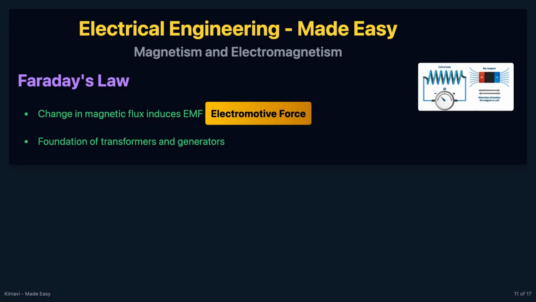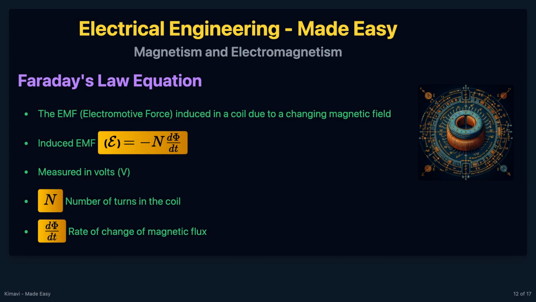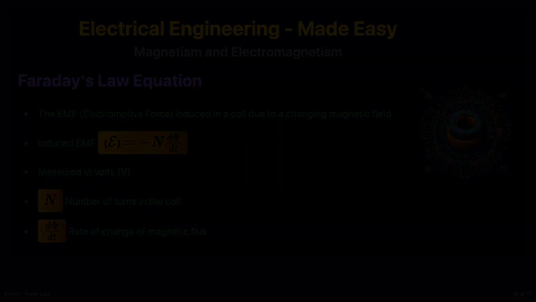Faraday's law of electromagnetic induction states that a change in magnetic flux through a circuit induces an electromotive force, or EMF, in the circuit. This principle is the foundation of many electrical devices, such as transformers and electric generators. The induced EMF in a coil is given by the formula E equals negative N times the rate of change of magnetic flux. In this formula, E is the induced EMF in volts, N is the number of turns in the coil, and d phi by dt is the rate of change of magnetic flux in Webers per second.